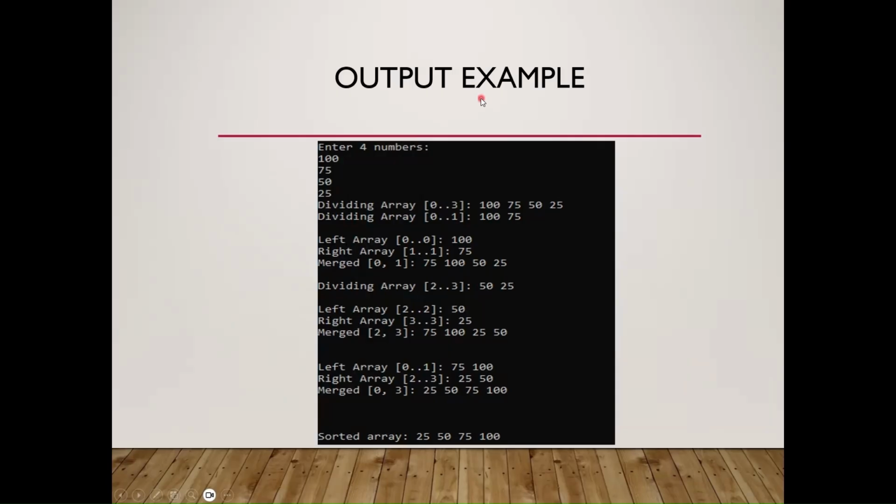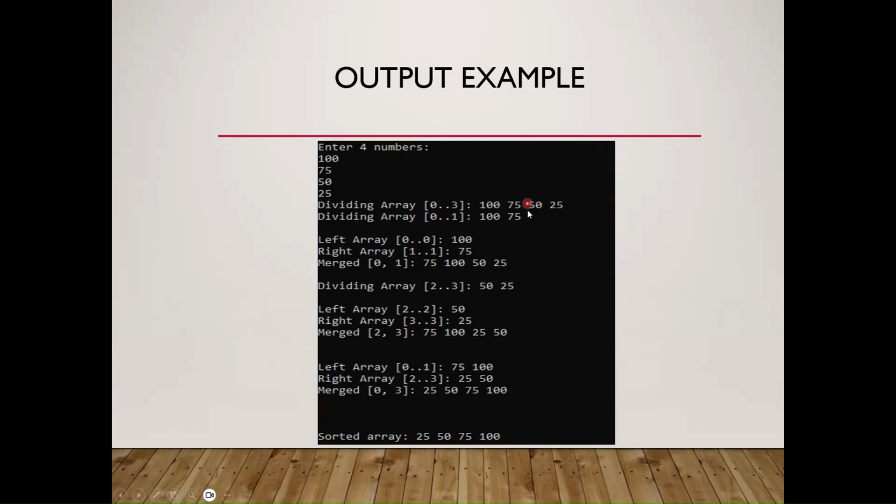Now this is our code example. Here I have inputted 4 numbers: 100, 75, 50, and 25. So there are 4 elements, and so it will get divided into 2 parts. So first it divided 100, 75. Now this could also be further divided. So 100, 75 would be divided separately, but these cannot be further divided. So here the base case is reached. So 75 and 100 would get sorted, but 50 and 25 are remaining.